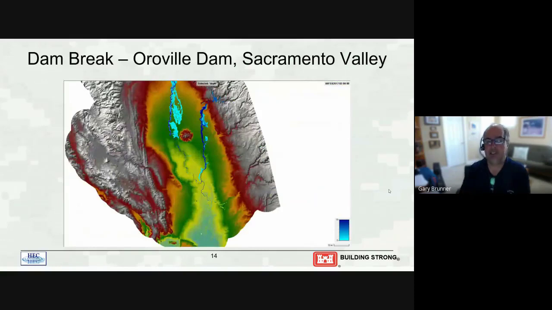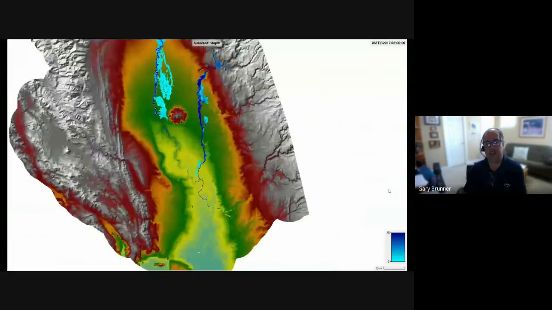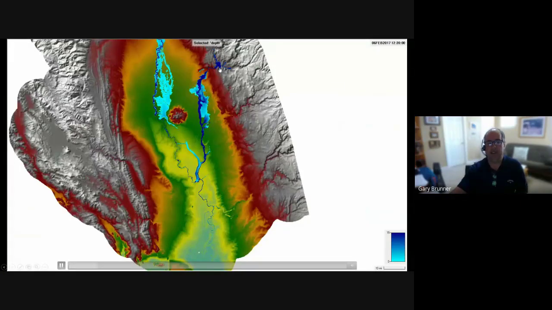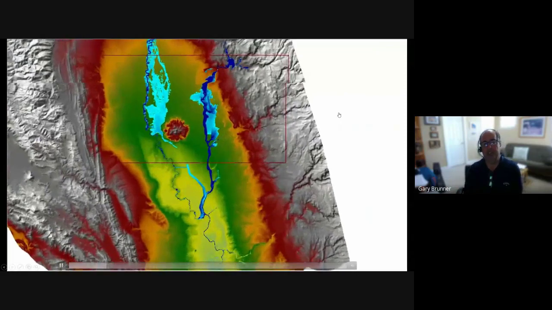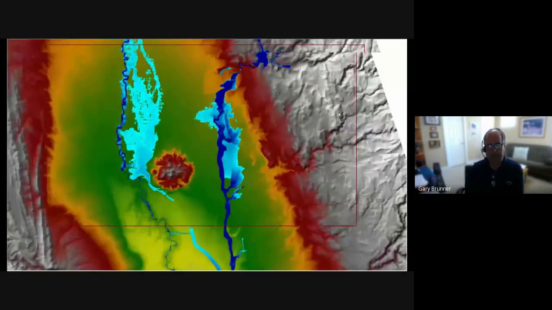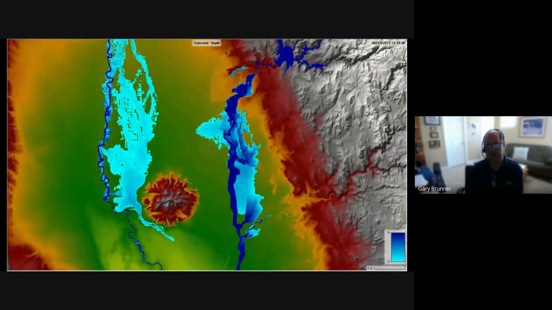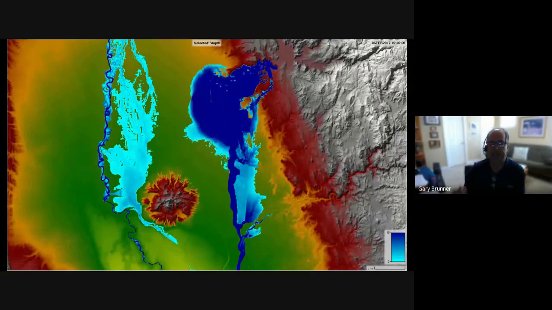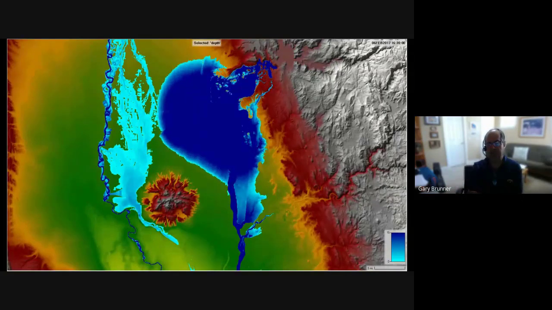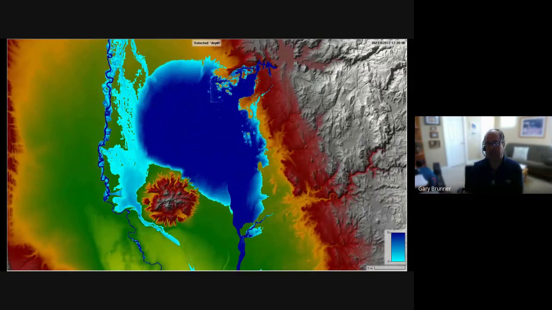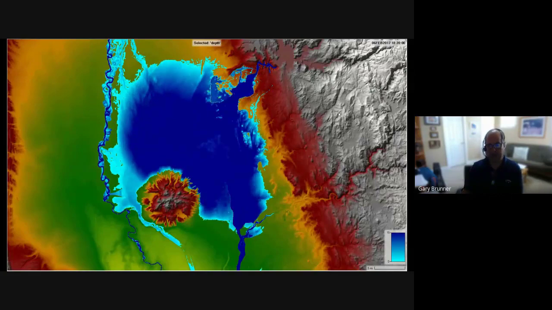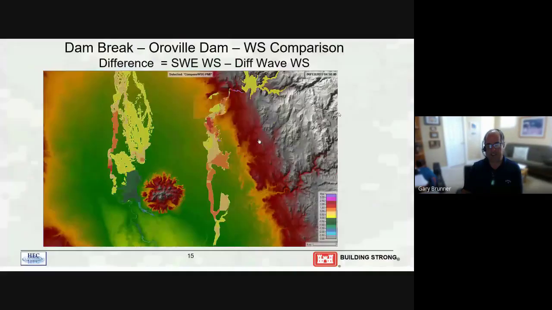Okay, here's a dam break situation, and I showed this the first day, so I'm not going to go through this animation too much, but this is the Sacramento Valley and the Oroville Dam. So here's Oroville up here. We have flow coming down due to the breach. For a dam break problem, this is just showing the animation from the full equations. But what I did is I ran this exact same event with both diffusion wave and shallow water equations, okay? And I'm going to go ahead and kick out of this animation.